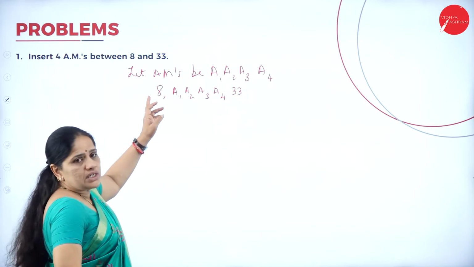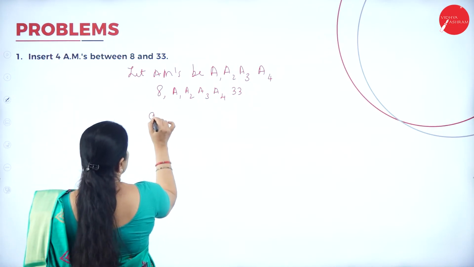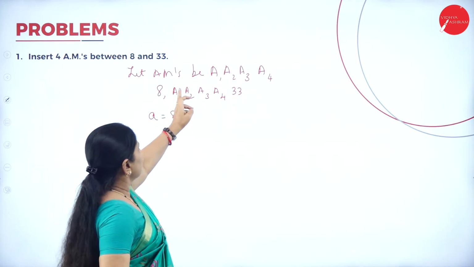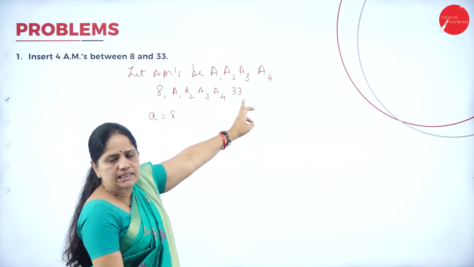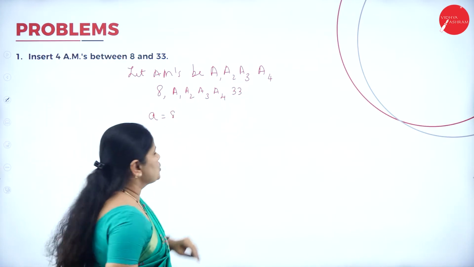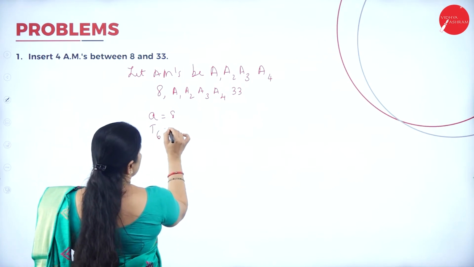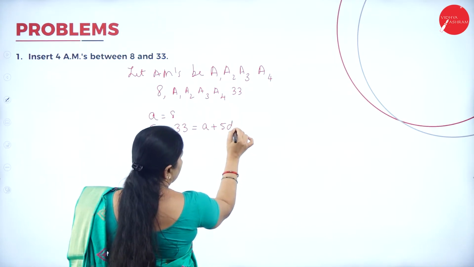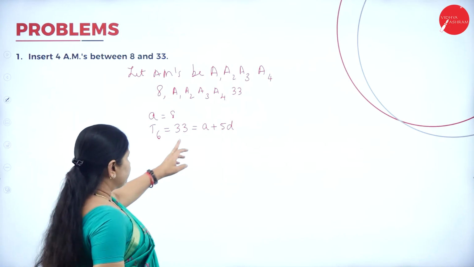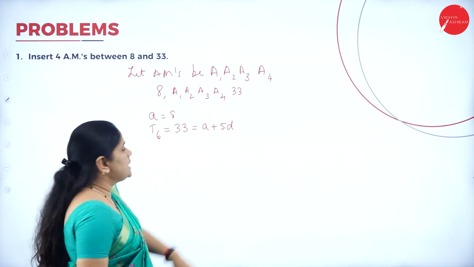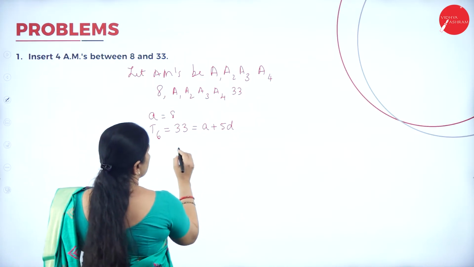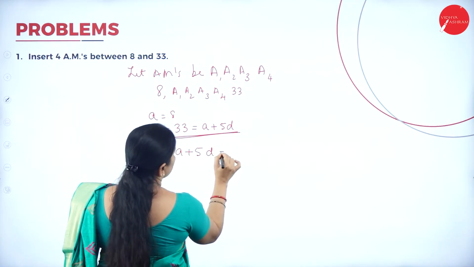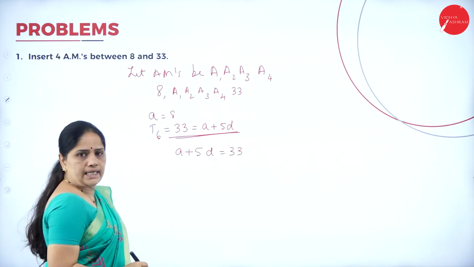Now we know what A is here. In this progression, A equals 8 and counting 1, 2, 3, 4, 5, 6, 33 is the 6th term of the progression. So T6 equals 33 equals A plus 5D. Now we have to find what D is here. So I will use this equation: A plus 5D equals 33.